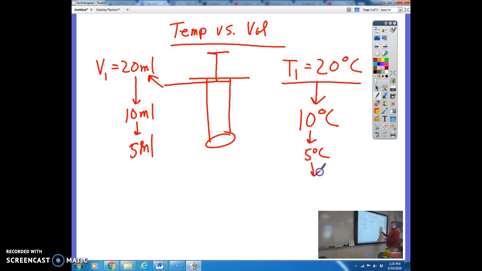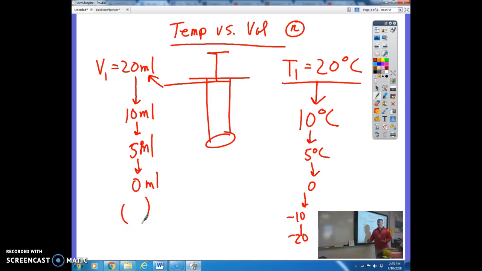Well, what happens if we drop the temperature to 0? Some of you are right now thinking, well, the volume goes to 0 also. Some of you are saying, wait a second. Can we have 0 volume? Remember, the number of particles isn't changing. There's got to be gas in there, right? So can we have no volume? What about this question? What if we go all the way to negative 10 degrees, negative 20? Can you have a negative volume here? No, you can't. So how do we solve that problem? There's got to be something in that syringe.